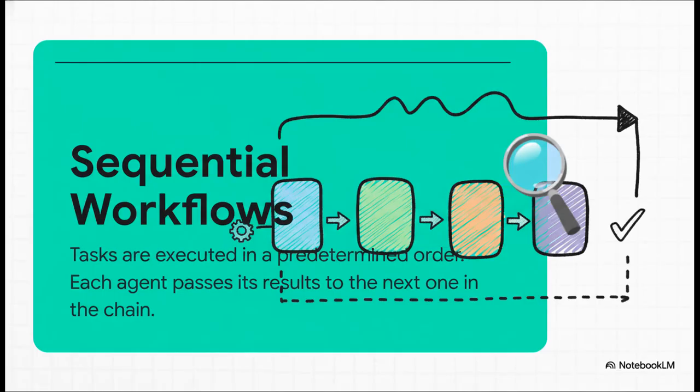First up, we've got the most straightforward one of the bunch: sequential workflows. This is your classic A, then B, then C. Think of it like dominoes. One agent does its thing, makes its smart decisions, and then hands off its work to the next agent in line. It's super clear, super linear, and every step depends on the one that just happened.